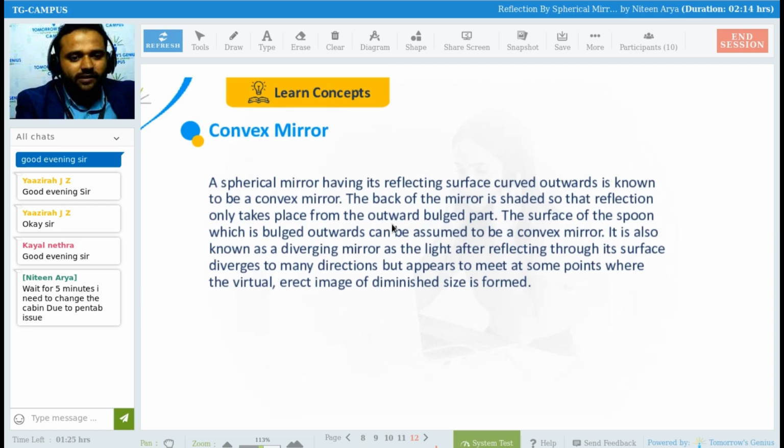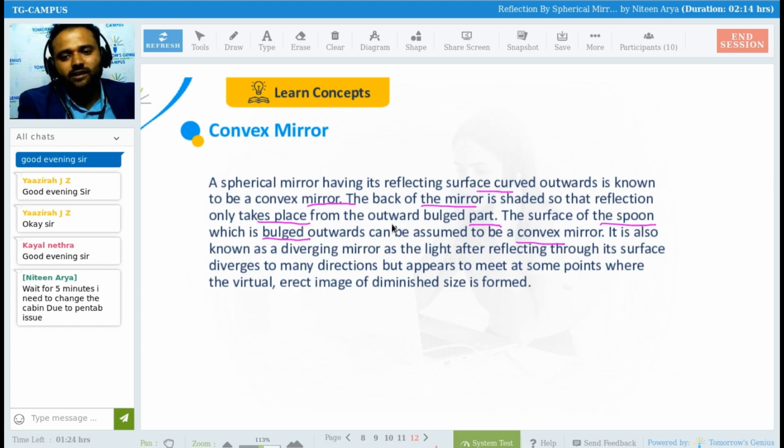Convex mirror, a simple one, as we already know. A spherical mirror having its reflecting surface curved outward is known as a convex mirror. The back of the mirror is shaded so that the reflection only takes place from the outward bulge part. The surface of a spoon, which is bulged outward, can be assumed to be a convex mirror.